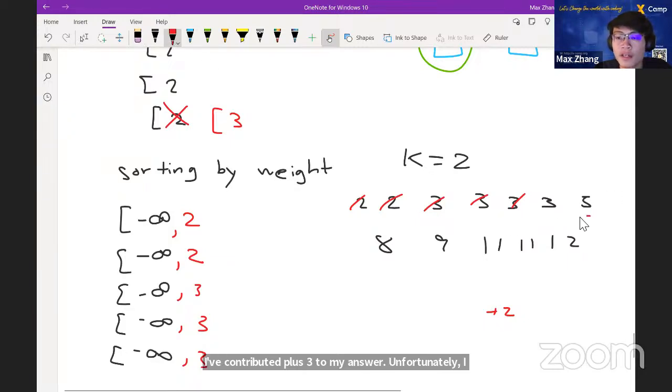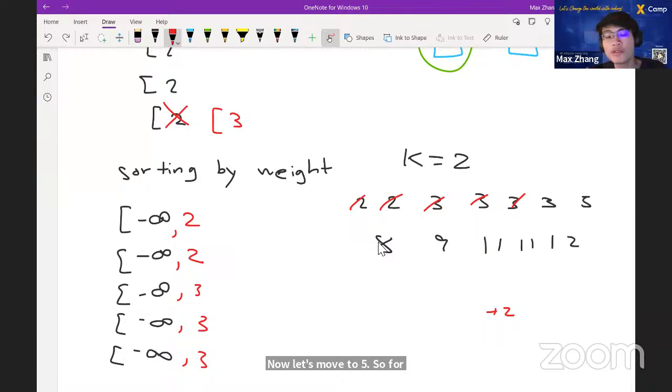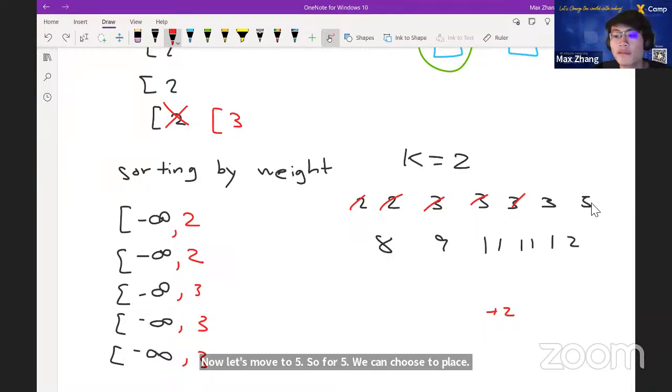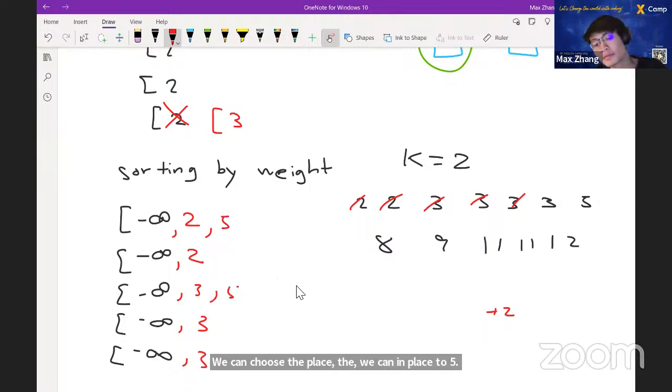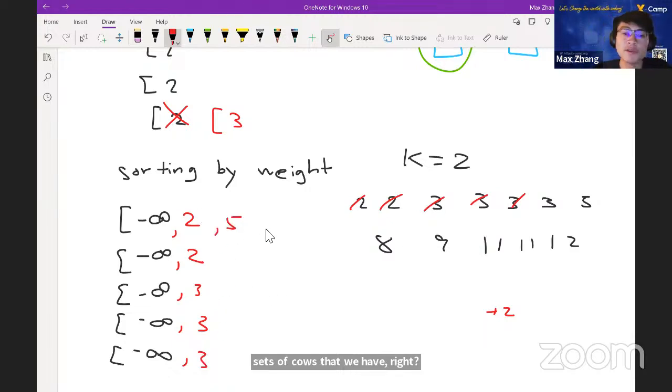Now let's move to 5. So for 5, we can place it here, or we can place it here. And I guess if you look at this, from a greedy perspective, it makes more sense to place it on here because this minimizes the overall set of cows that we have, right? This makes it a 2, 2, 3, 3, 5, whereas this one makes it like 2, 3, 3, 3, 5. So instead of a 2, we have a 3. So therefore, you could say that it is greedily optimal to place it on top of the 3.